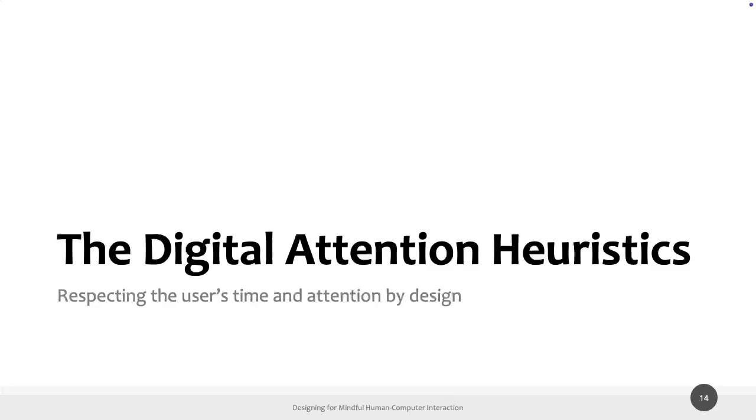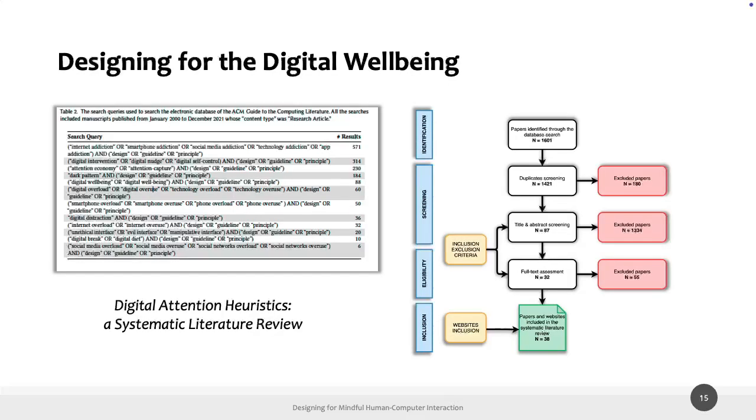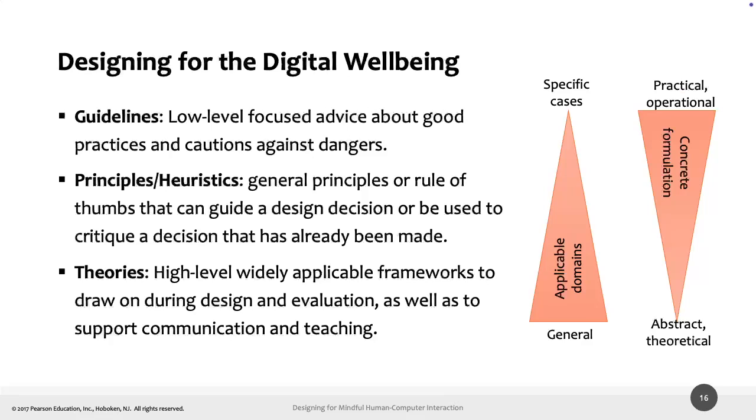Okay. So again, heuristics are general principles, also called rules of thumb, that can guide a design decision, right? At the same time, heuristics can also be used to evaluate a decision that has already been made. So heuristics can be used both for designing and for evaluating a design. And we will use them for evaluating an interface in the second assignment.